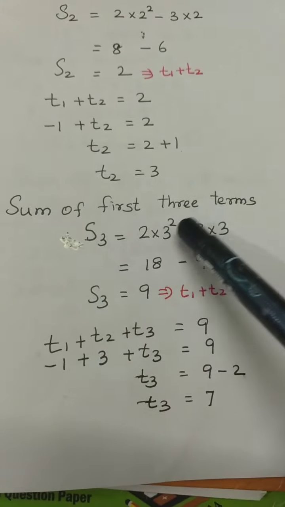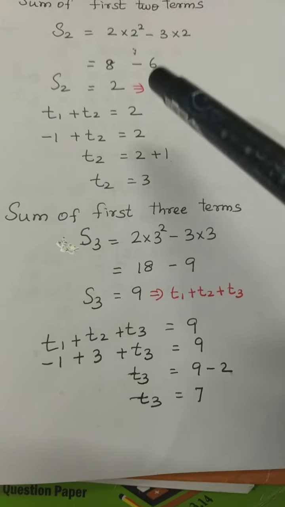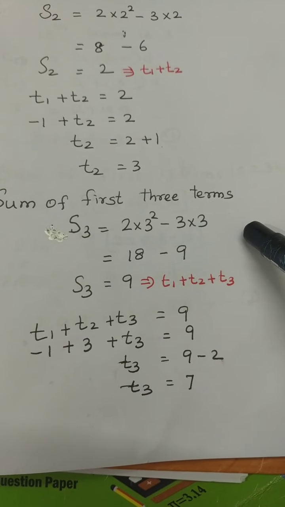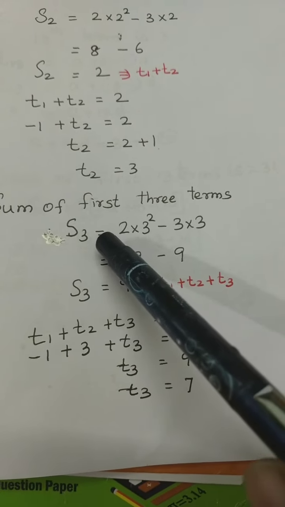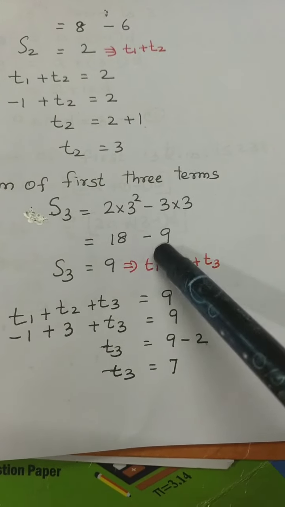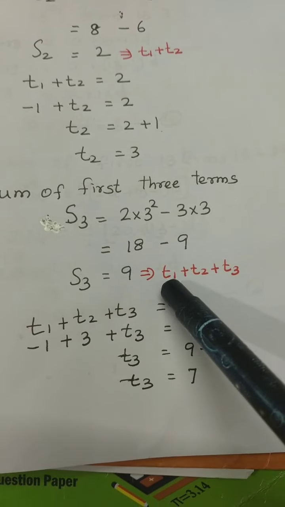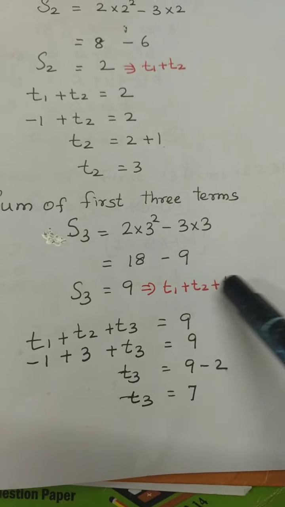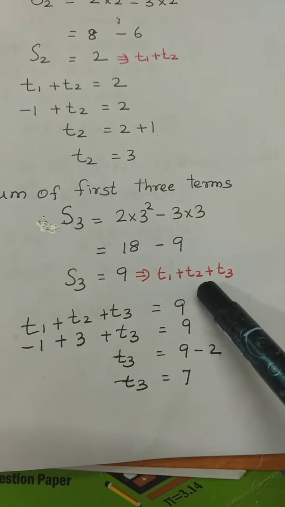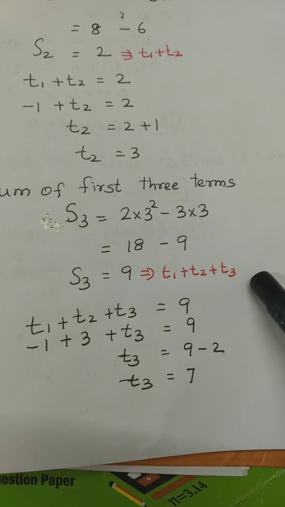The sum of the first 3 terms. Then S3 is equal to, substituting 3 in the place of n, 2 into 3 square minus 3 into 3. Then it will be 2 into 3 square, 9, 2 nines are 18, minus 3 threes are 9. Then S3 is equal to 9, which gives T1 plus T2 plus T3. The sum of 3 terms is S3. So T1 plus T2 plus T3.